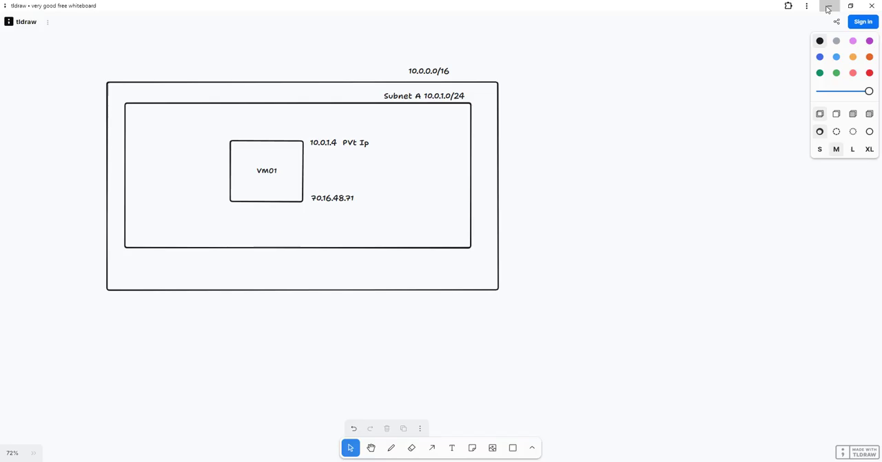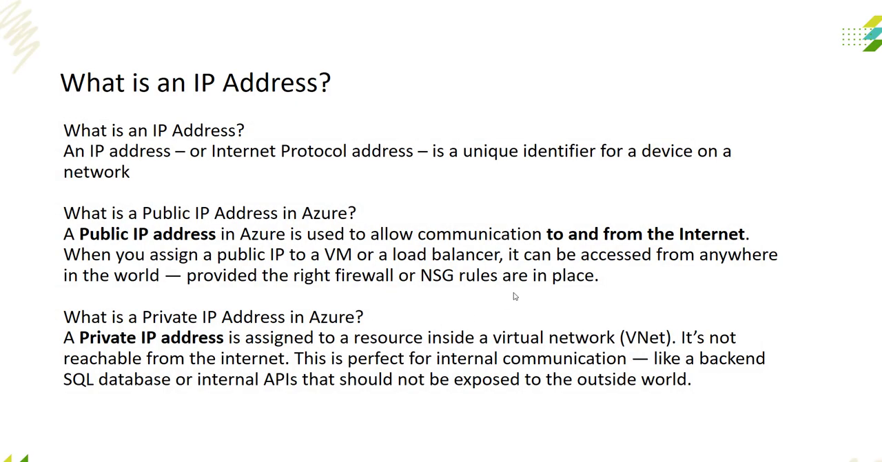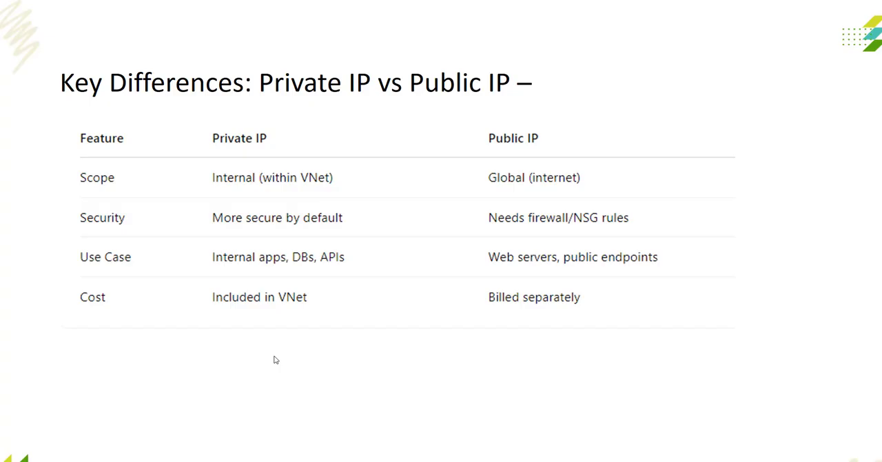Now let's understand the basic difference between a private IP address and a public IP address. In the scope, a private IP address communicates internally within the VNet, but a public IP address communicates globally with the internet. Second is security. A private IP address is more secure by default, but for a public IP address, if you want to make it secure, you need to add firewall and NSG rules to it. For use cases, a private IP address is used internally for apps, databases, and APIs, but a public IP is basically for public-facing endpoints, web servers, websites, and so on.